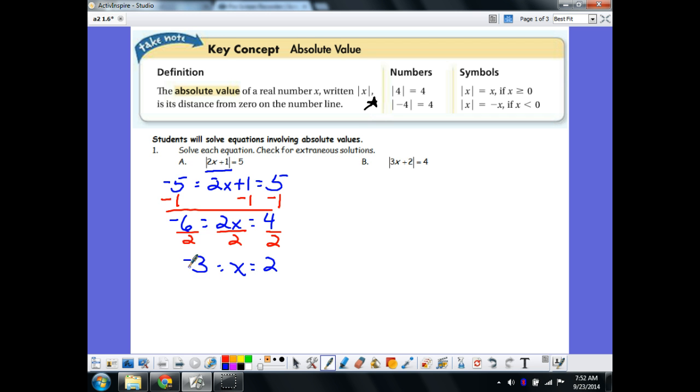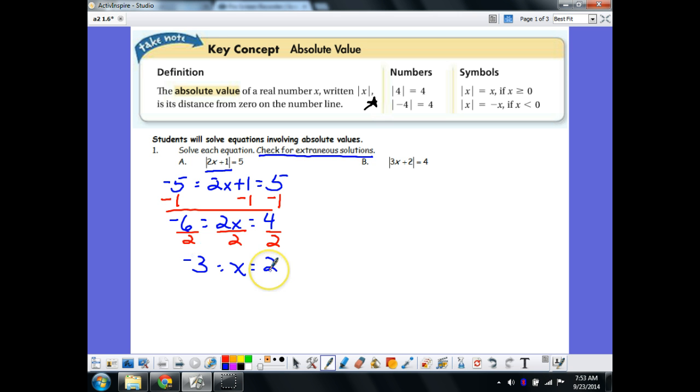Now, it's always a good idea to check. We'll talk more about extraneous solutions in the second video for today. But in solving this one, we got x is equal to negative 3 or 2. So we're going to check each of these. We're going to start by plugging negative 3 in for x. So we have negative 6 plus 1, which is negative 5. The absolute value of negative 5 is in fact 5, so negative 3 works.